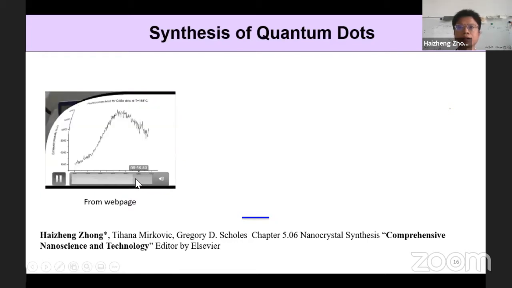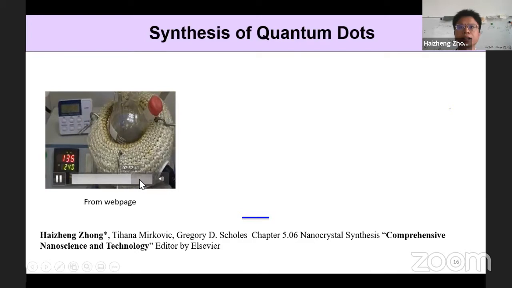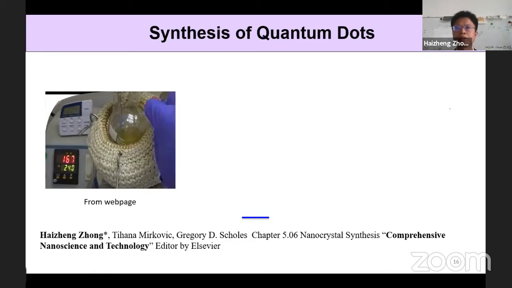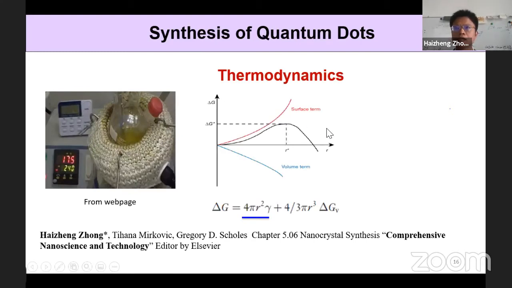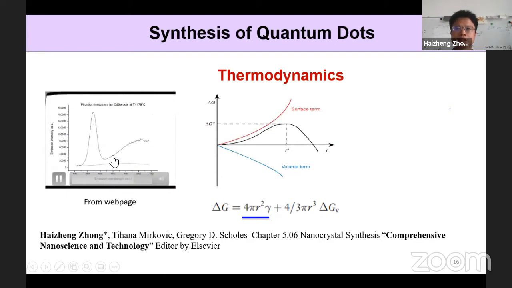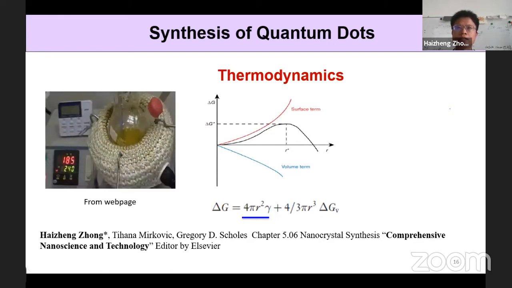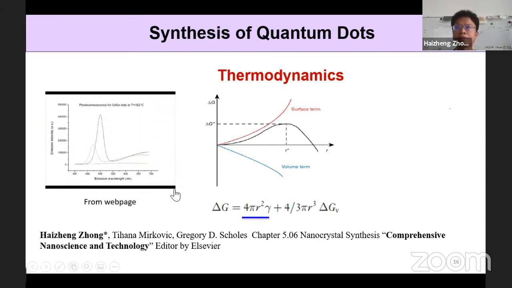With the increase of temperature, there is an interesting color change from yellow to red. Here you can see that with time, the color changes and the spectrum redshifts with the size increase. Okay.